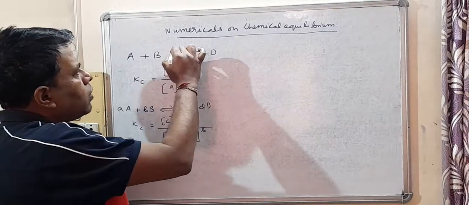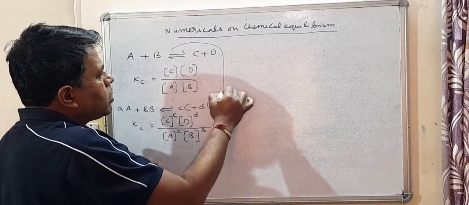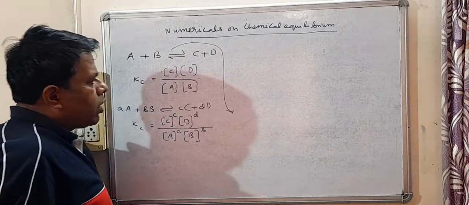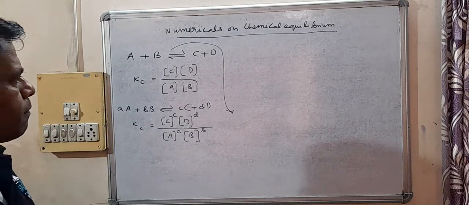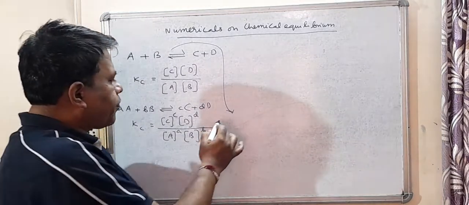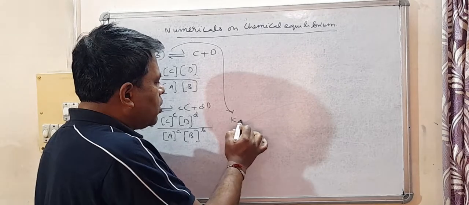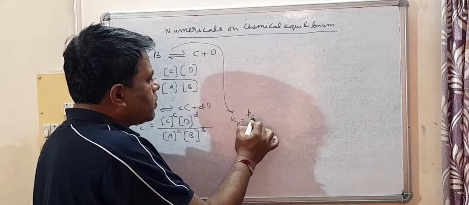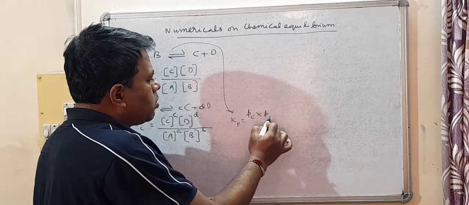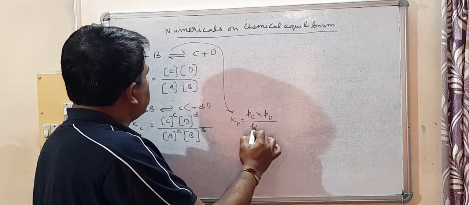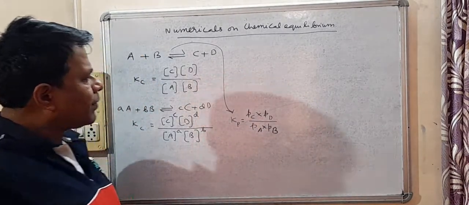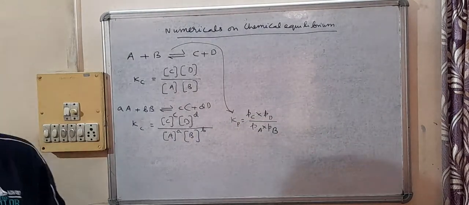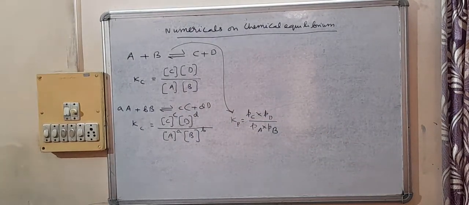Same thing, for a gaseous system we can also express it in terms of Kp, and Kp means partial pressure of C times partial pressure of D, divided by partial pressure of A times partial pressure of B. So this is what we have got. Now, numericals on this.